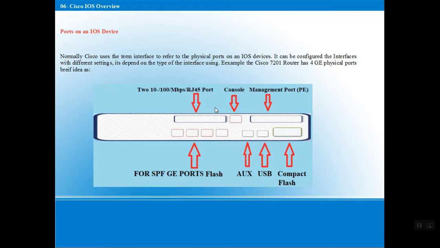Different routers have different configurations with their dedicated hardware, and they use different ports on the back panel. We have the example of the Cisco 7201 router. It has four GE physical ports, as you can see in the picture, which shows a brief diagram of it.